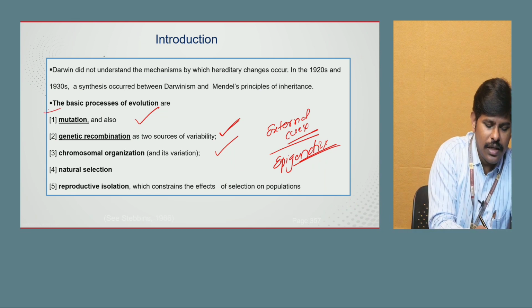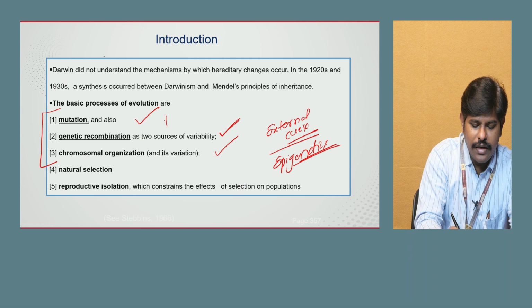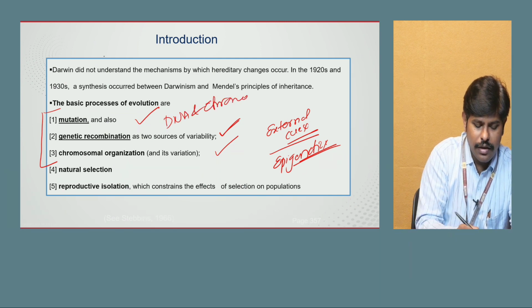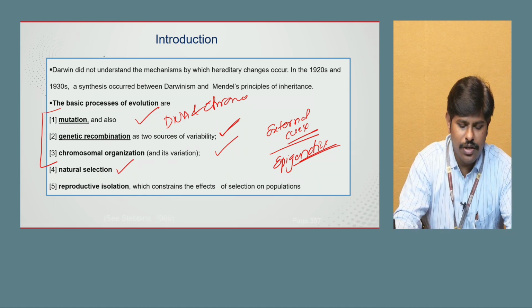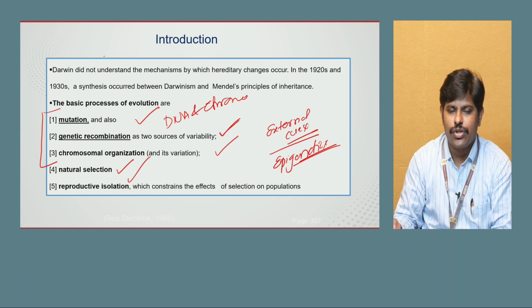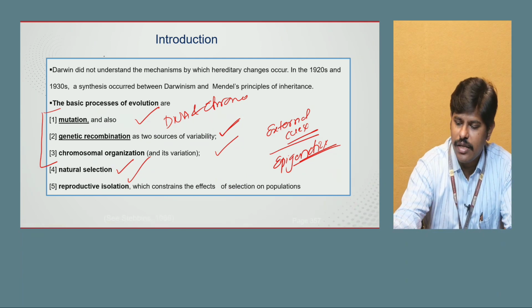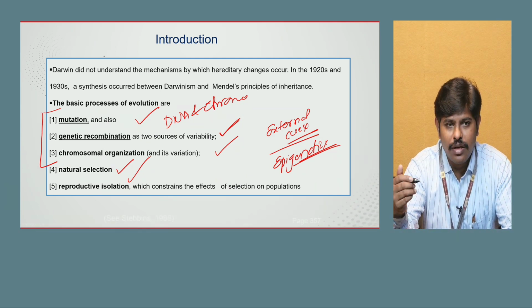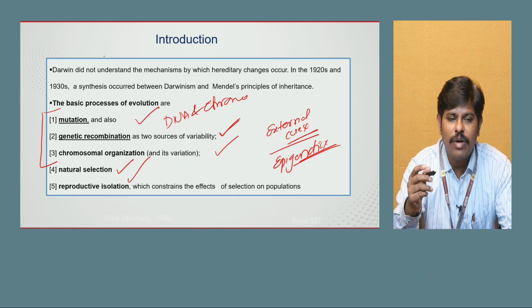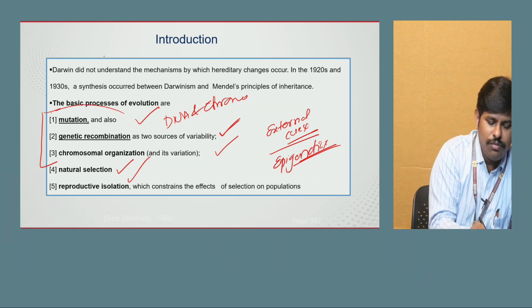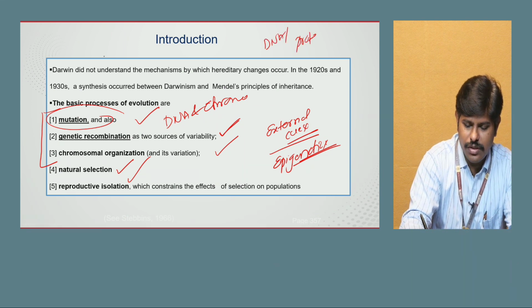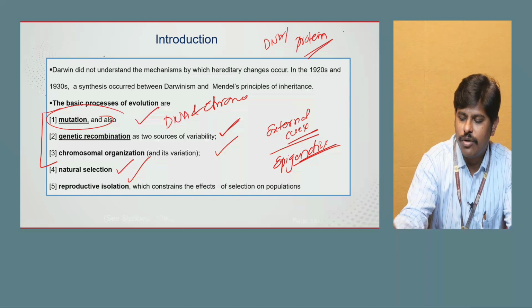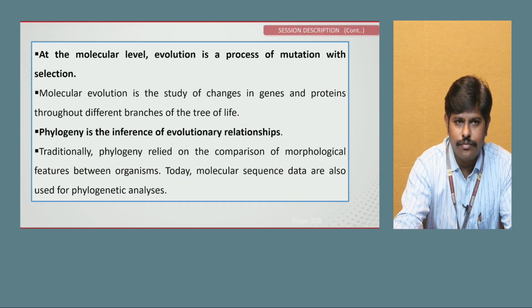So these three are at the level of DNA and chromosomes. And you have other processes: natural selection and reproductive isolation. All these 5 processes lead to the evolution of living organisms. Basically, molecular phylogenetics, or bioinformatics, focuses on mutations in DNA and protein sequences.